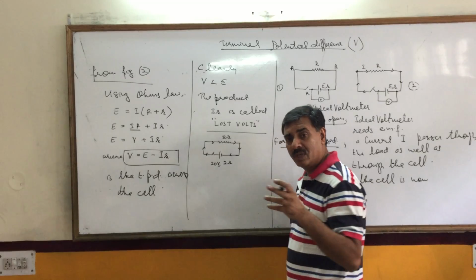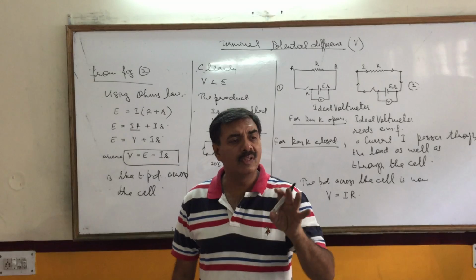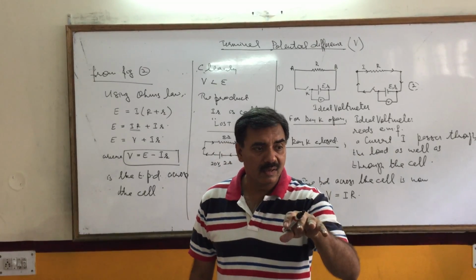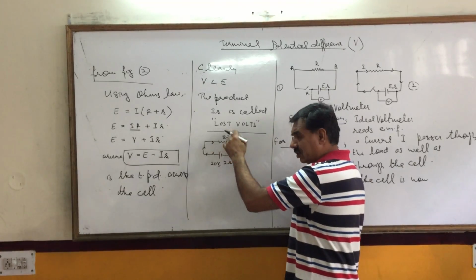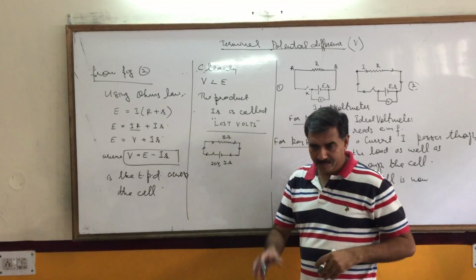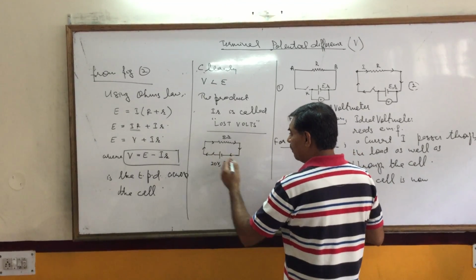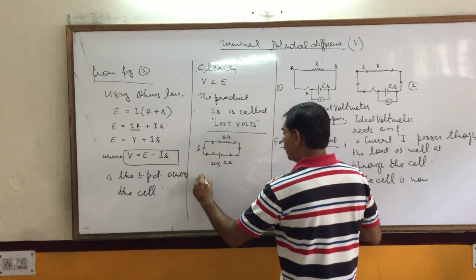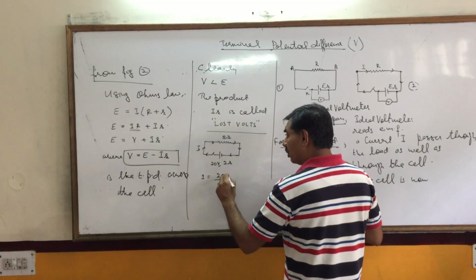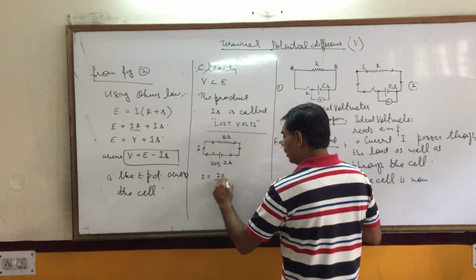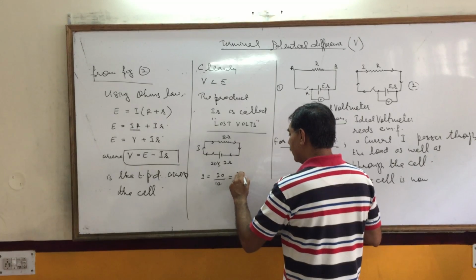The current through the circuit is measured by an ammeter. An ammeter will always measure the current which passes through it, because there could be many branches in the circuit. So the current I in the circuit is the total EMF over total resistance, 20 by 10.